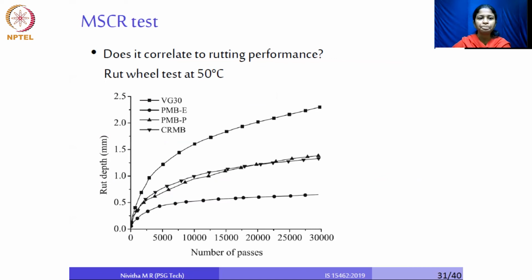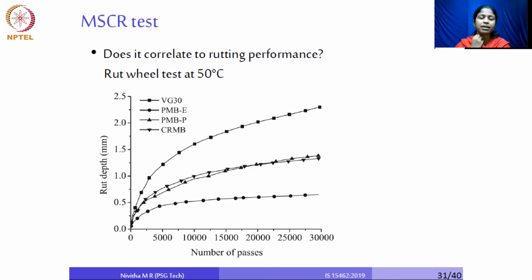The next aspect that we would like to discuss is the correlation of MSCR test to the rutting performance. Basically, this multiple stress creep and recovery loads the material, unloads it, for certain number of cycles. So we are basically capturing the recoverable and irrecoverable deformation of the material, right? So this is expected to correlate with the rutting performance.